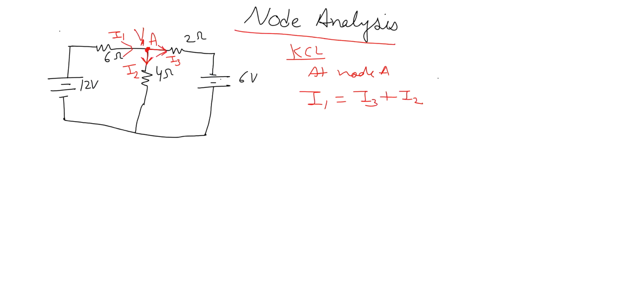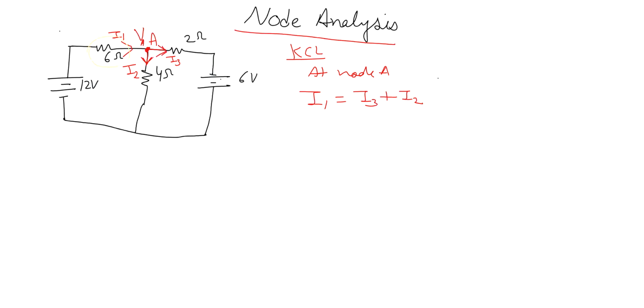The next step will be you need to identify the values of I1, I2, I3 in terms of voltages. So what is I1? I1 is the current that flows through this resistor here, the 6 ohm resistor. So the current that flows through the 6 ohm resistor is I1.